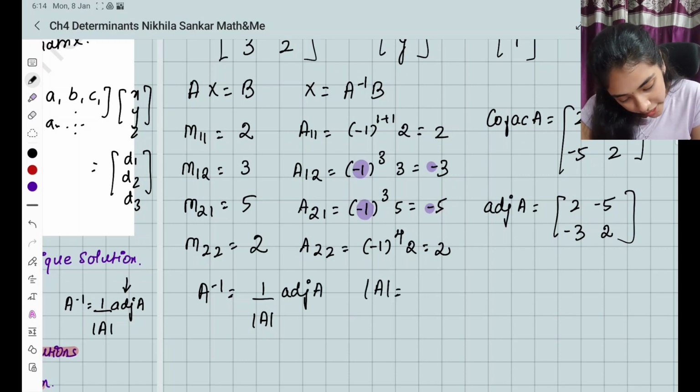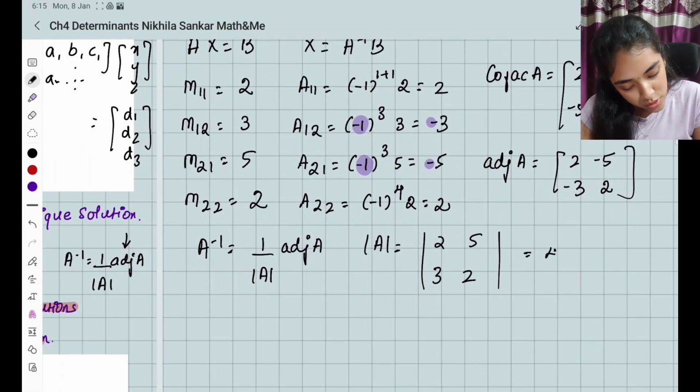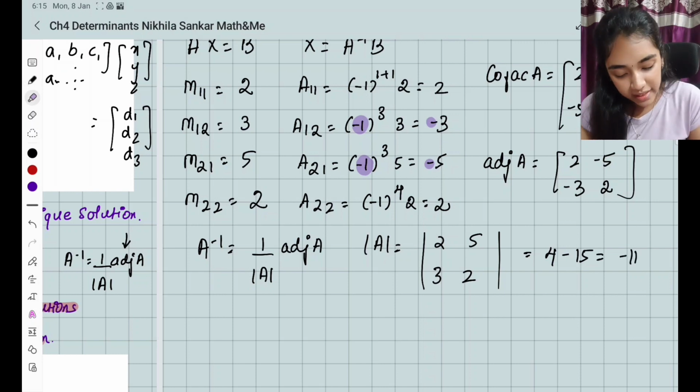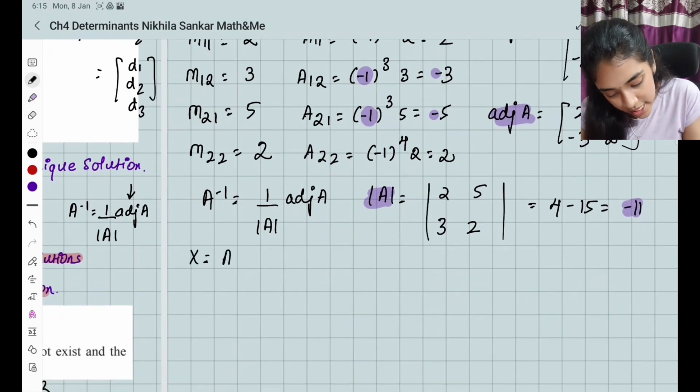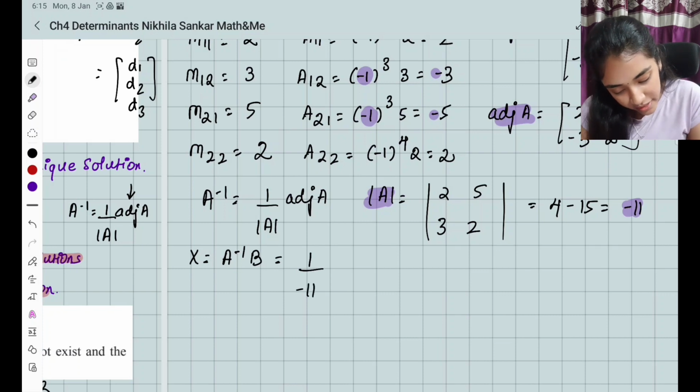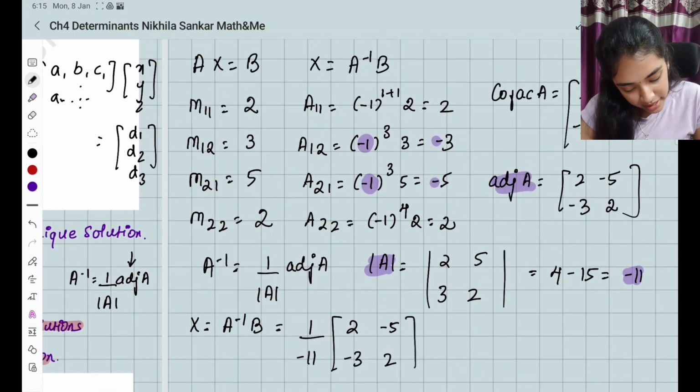Now what is the determinant of A? It is going to be determinant of 2, 5, 3, 2. So what will the determinant be? 2 2s are 4 minus 5 3s are 15. So this is going to be minus 11. So now we have all the values. You have determinant of A which is minus 11. You have adjoint of A. Now can we find the x value? So, x equals A inverse times B which is going to be 1 by determinant of A which is minus 11 times adjoint A which is 2, minus 5, minus 3, 2. Do you see this here? 2, minus 5, minus 3, 2 times B.